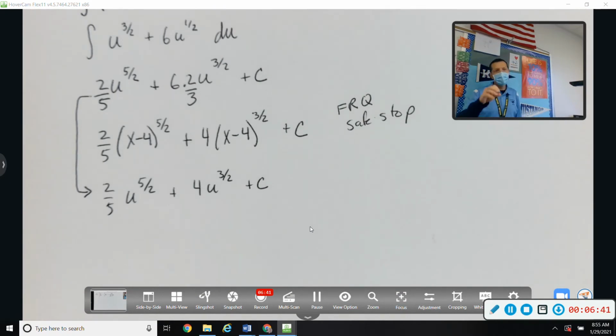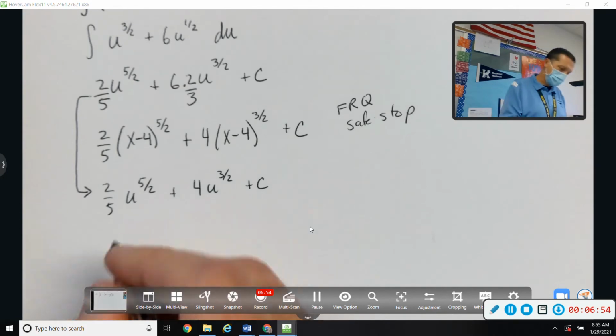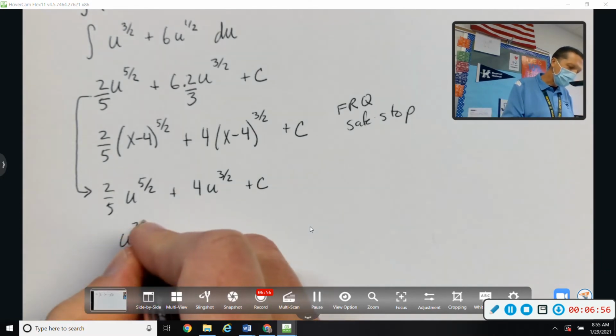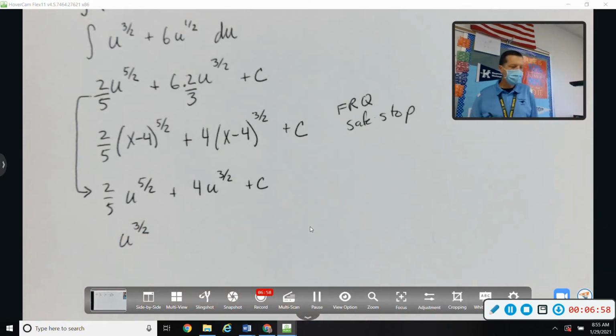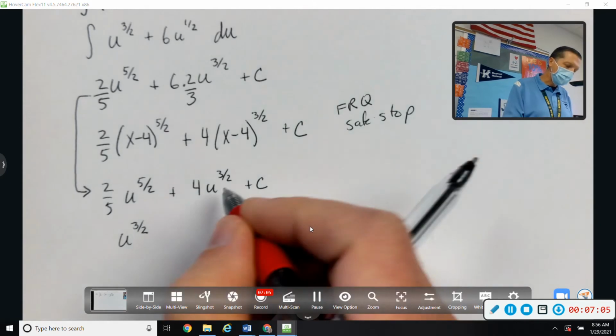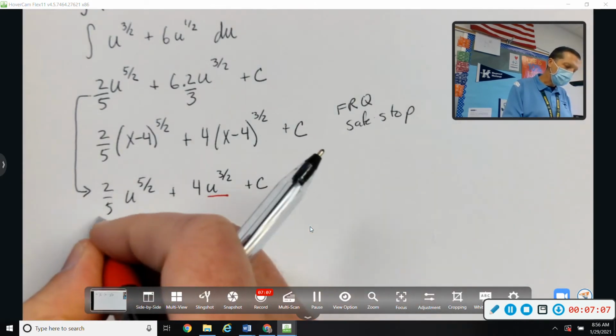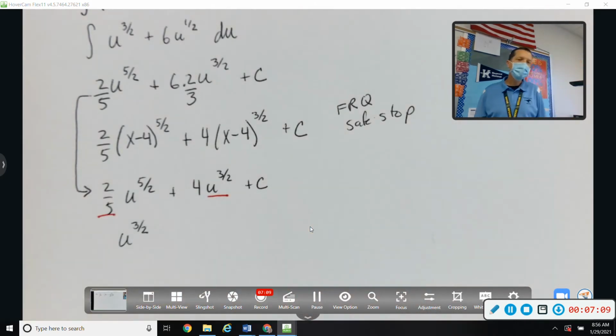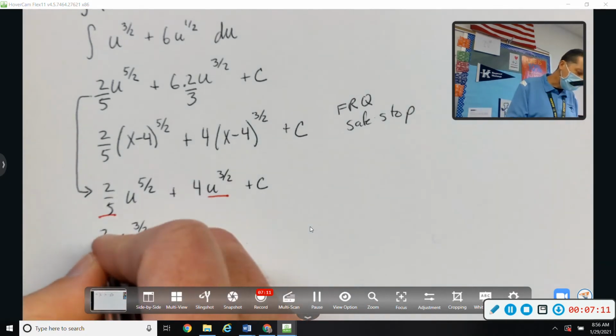All right, when you factor out a variable, you factor out as much as you can. So how many u's can I factor out if I'm taking as much as I can? I'll take u to the 3/2 out. So I'm going to factor out a u to the 3/2. Maybe the easier way to say it is you factor out the smallest one. You can also factor out the smallest number. So I'm going to factor out a 2/5 as well.